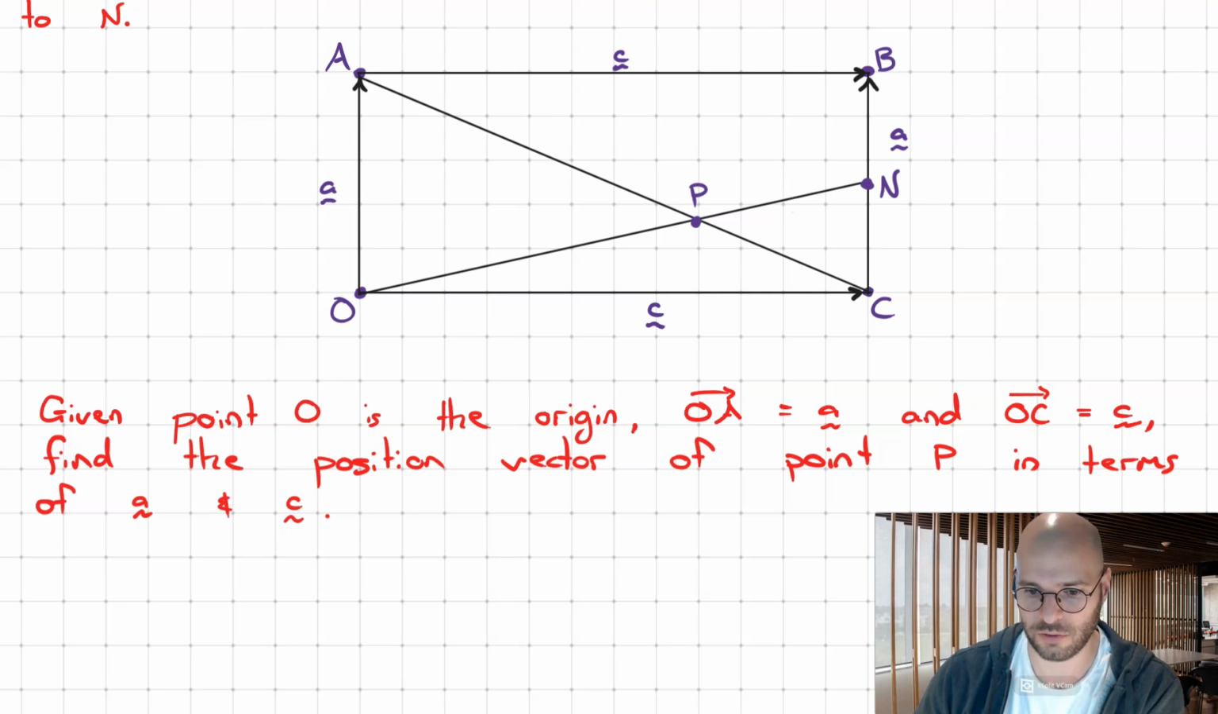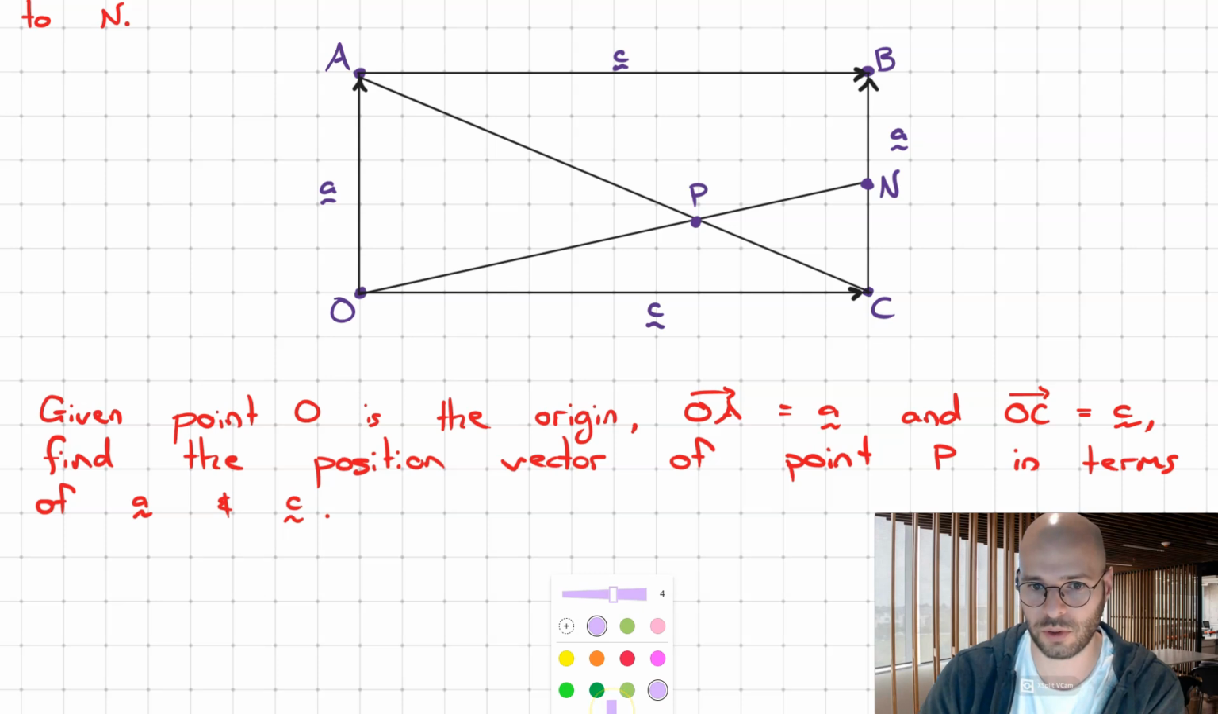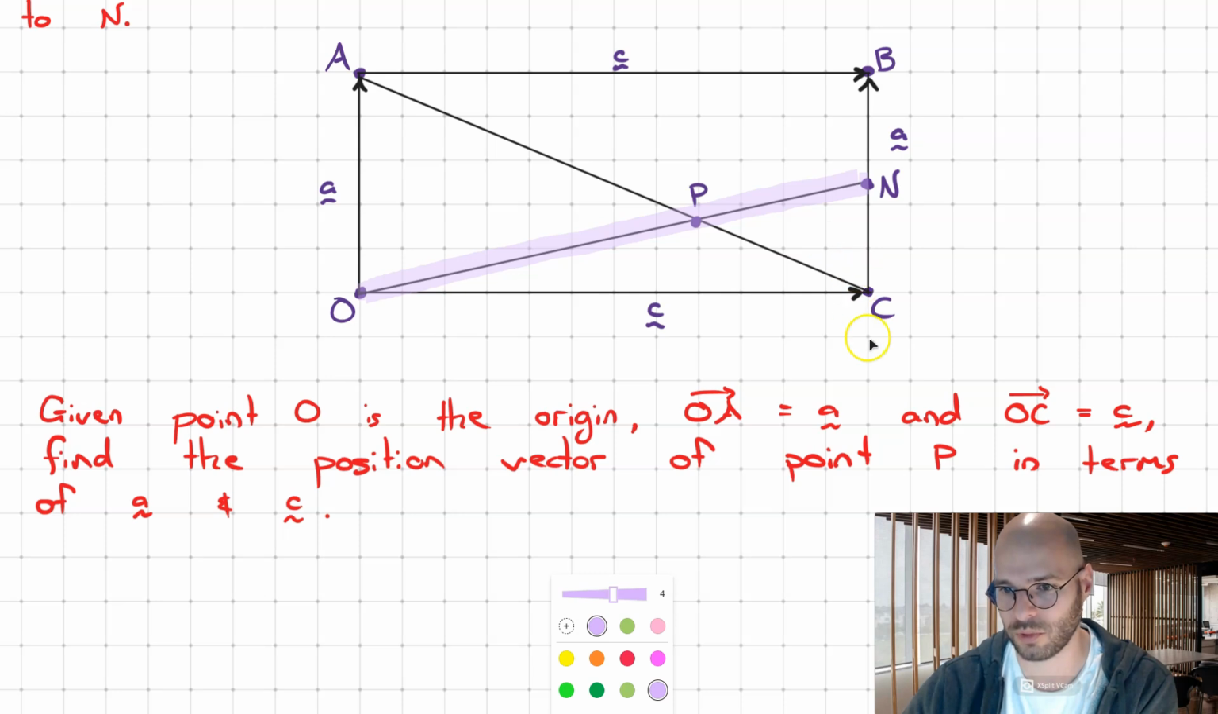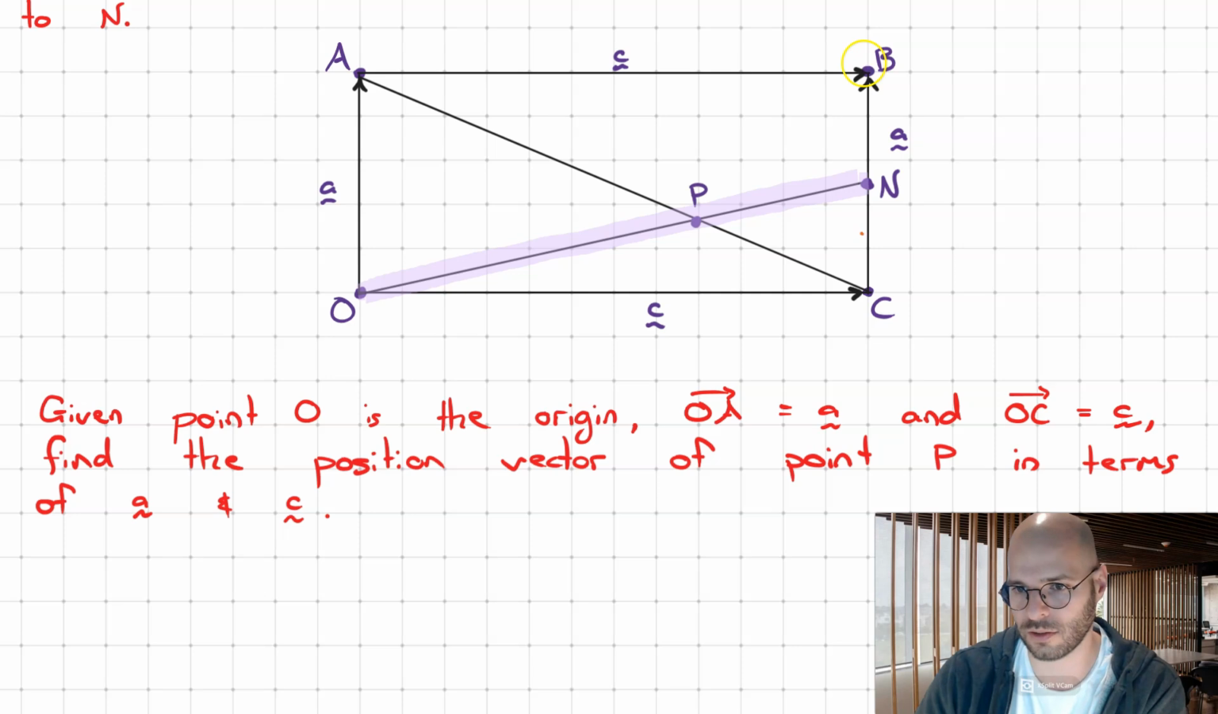Okay, next, let's think about ways in which we can pass through point P here. Suppose we start off at the origin. The first way in which we can pass through point P is we can start at the origin and then just travel along this line over here, finishing up at point N. Point N, of course, being the midpoint between points C and B, or in other words, these two lengths here are equal. So what we're going to do is write an expression that describes this pathway here.